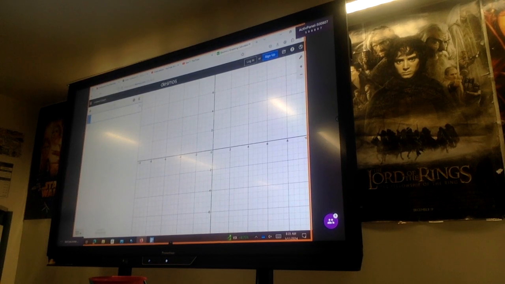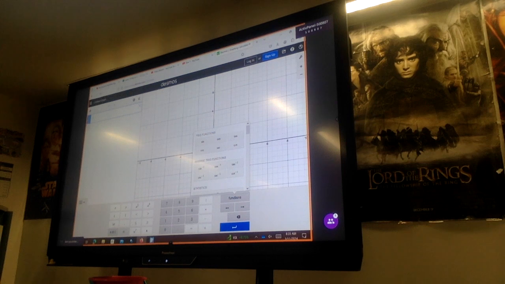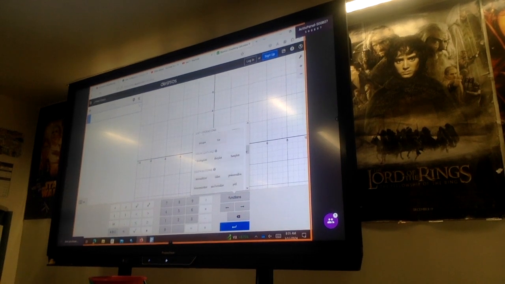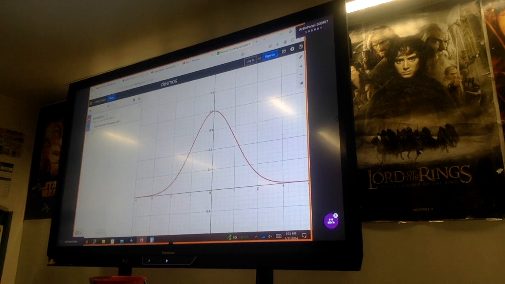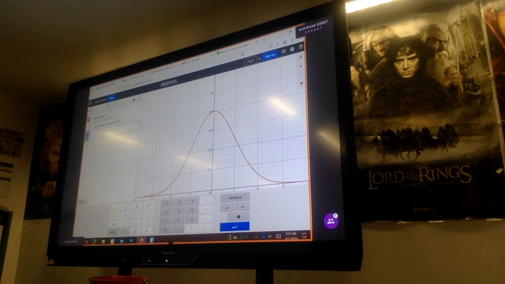So what you can do is just take a look at normal distribution. Normal distribution is this. And then you go and take a look at T distribution here.